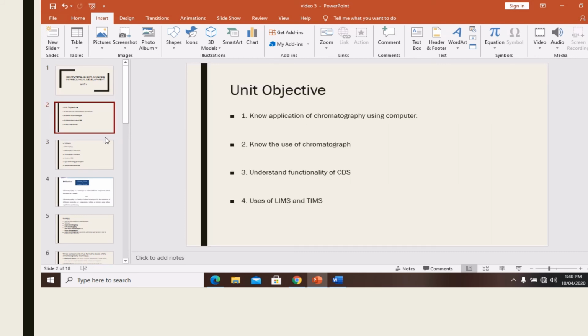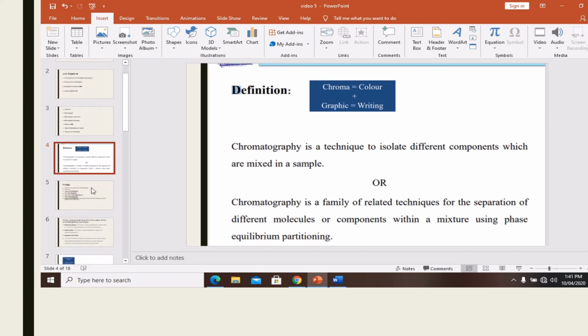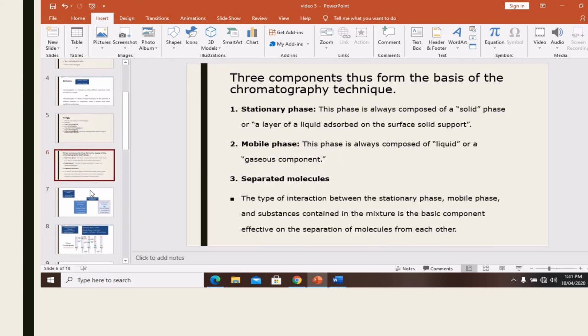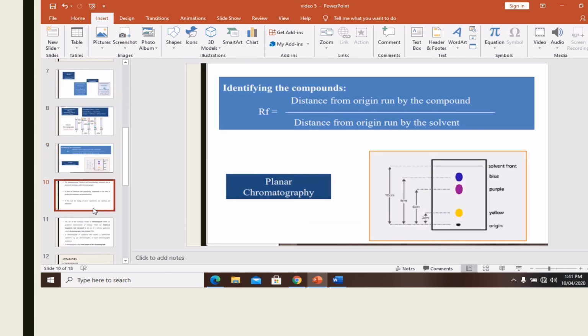This was mentioned in your syllabus also. So what is chromatography? Chromatography is a technique to isolate different components which are mixed in a sample. The components of the sample are separated from the mixture. So this is known as chromatography. As we mentioned, these are the types, and you will study them in depth in your department subject. At that time you will have a clear idea. There is planar chromatography and column chromatography. The retention factor is the distance run by the component divided by the distance run by the solvent.